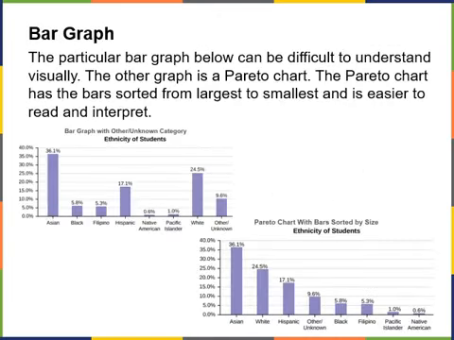Now, the thing is with bar graphs, they can be difficult to understand visually if they're not sorted, okay? The top bar graph here is not sorted. The bottom bar graph is sorted by size from the left to the right. Largest size on the left, smallest size on the right. You'll see that it's much easier to see at a glance that the largest percentage of ethnicity of students is Asian, and the smallest is Native American.